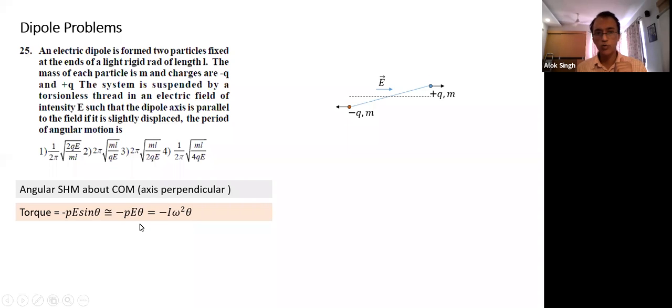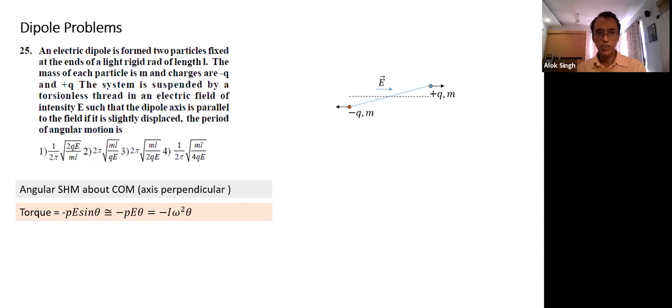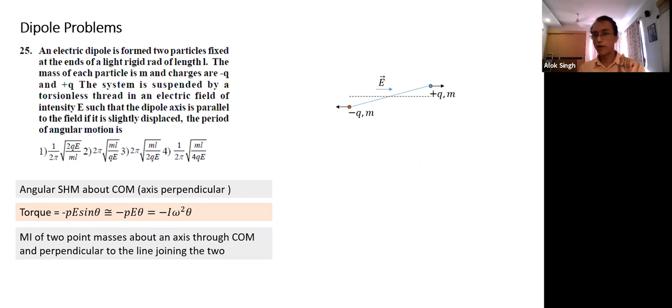Minus P E theta is equal to minus I omega square theta. What is I here? Moment of inertia about the axis of rotation. Yes. So moment of inertia of which kind? It's not a rod. The rod is a light rod. Where does the mass lie? Only these two particles have mass. This has mass and this has mass, and they're rotating about the center of mass.